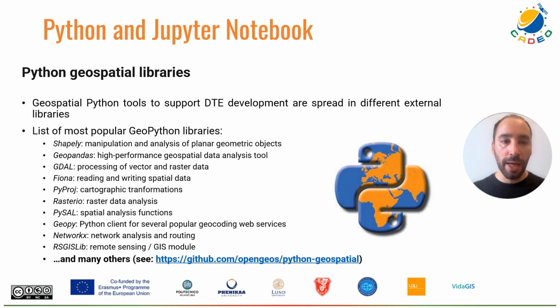Then we have other libraries like Fiona, facilitating reading and writing spatial data, PyProj, which is used for cartographic transformations, Rasterio, which focuses on raster data analysis, PySAL, which provides various spatial analysis and spatial statistical functions, GeoPy, which acts as a Python client for several popular geocoding web services, and so on. But there are many more, and if you want to find a comprehensive list of the geospatial Python libraries, you can visit the GitHub page that is linked below.